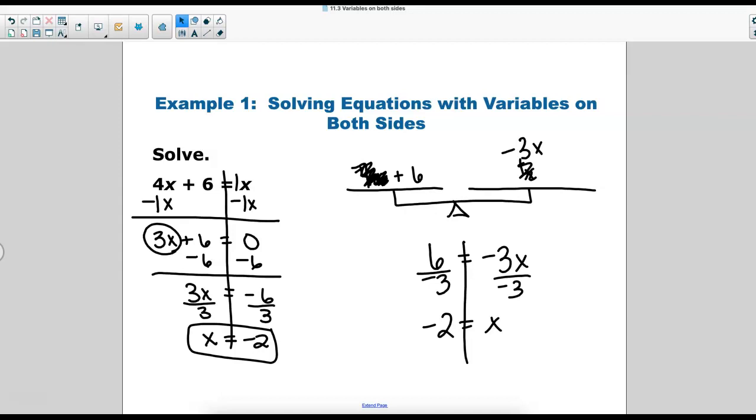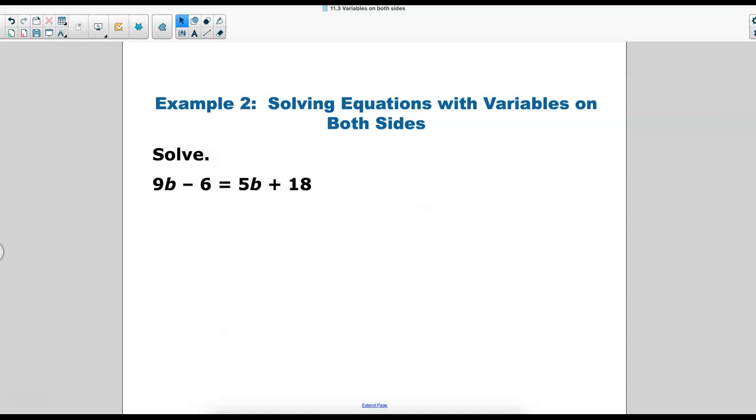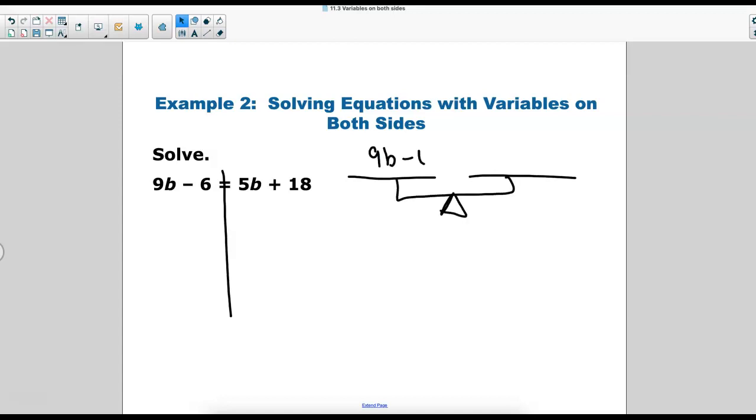Let's look at another one. Okay, so this time we have 9b minus 6 equals 5b plus 18. You really need to decide which side do you want to put the variables on, which side do you want the constants. I tend to think of it like a scale. I have 9b minus 6 and 5b plus 18. You got to get rid of the b. Which side do you want to get rid of that b from?